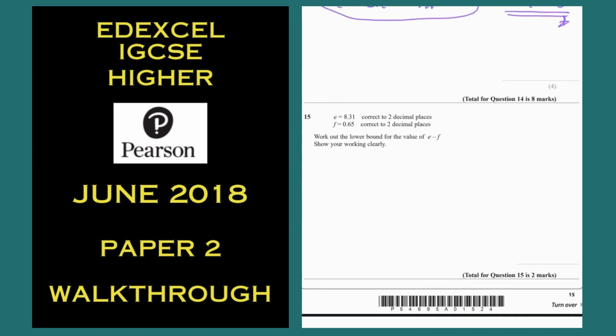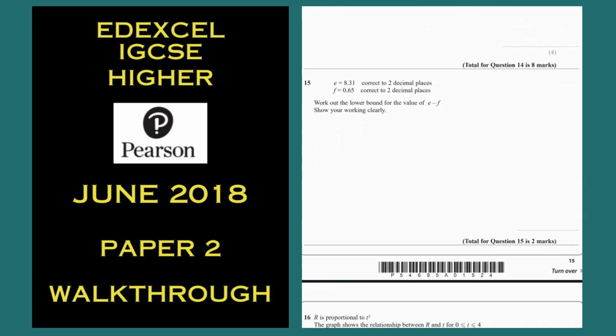On we go. Slightly easier lower bound question. Whether you're faced with an easy bounds or a hard bounds question, take the numbers that have been rounded, go up and down. You go up and down by half the rounding amount. So 2 decimal places means you must go into the third decimal place. So 8.315, 8.305, 0.655, 0.645, and it wants the lower bound.